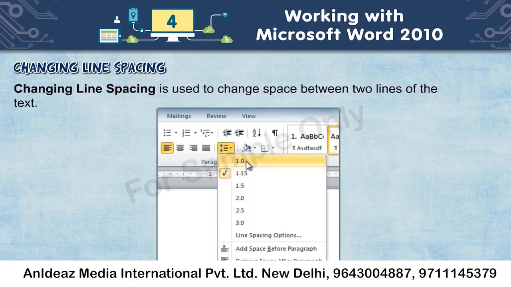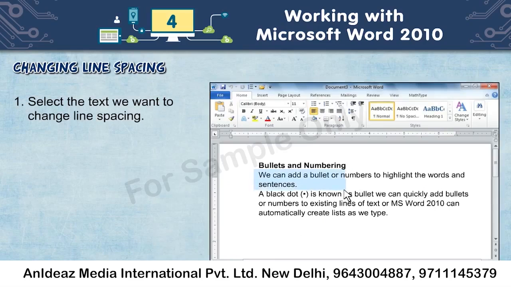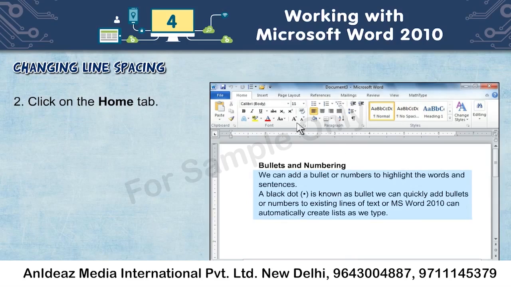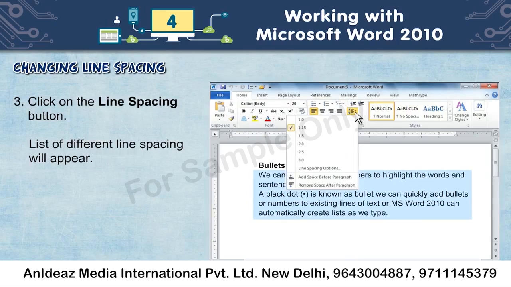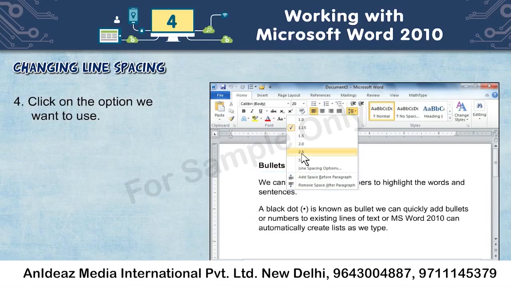Changing line spacing. Changing line spacing is used to change space between two lines of the text. Go with these steps to change line spacing. Select the text we want to change line spacing. Click on the Home tab. Click on the Line Spacing button. List of different line spacing will appear. Click on the option we want to use.